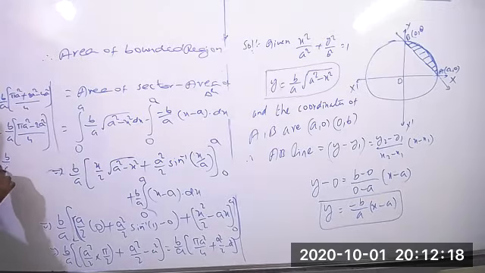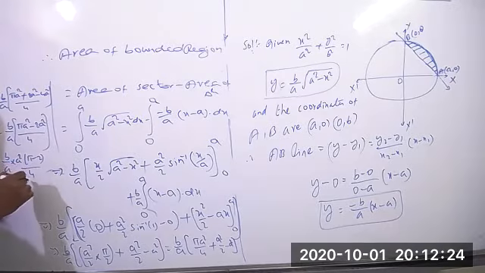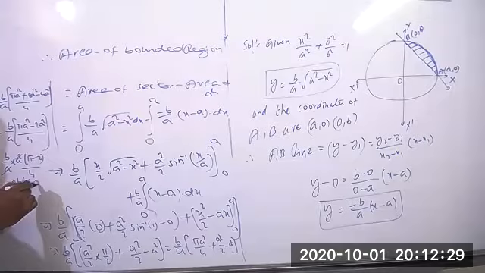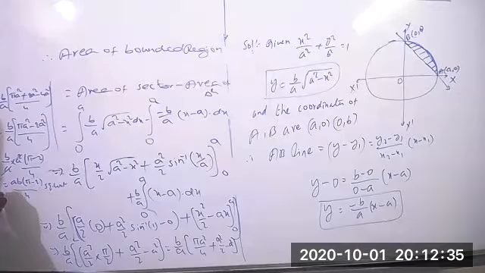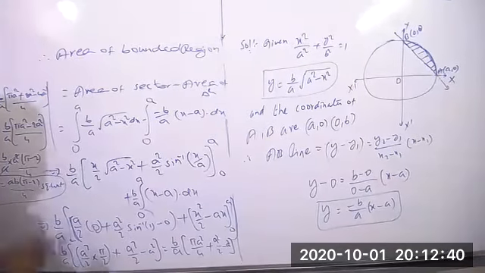If you take a square as the common factor, then pi minus 2 whole by 4. A square will be cancelled. So you can write now ab into pi minus 2 whole by 4 square units. Square units is the area of the bounded region.